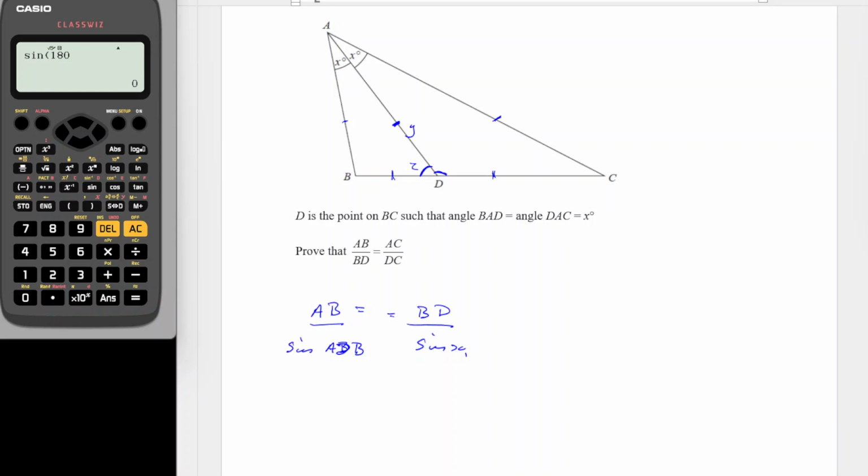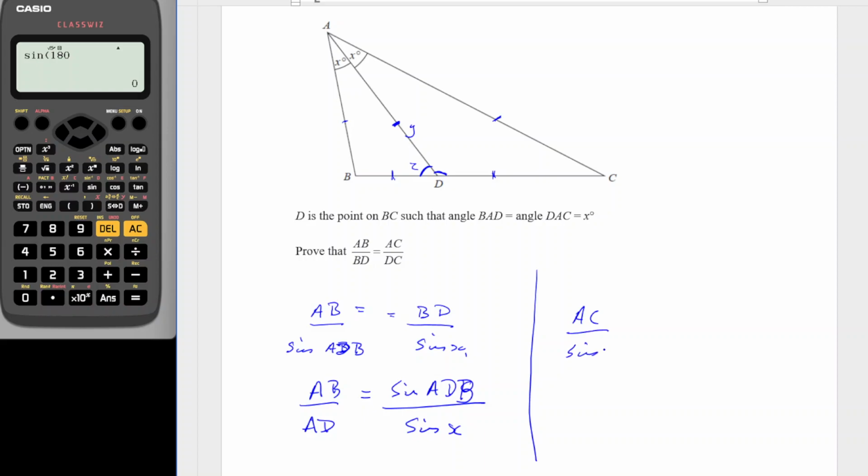Okay, so for this, we're on the right lines here. So if I rearrange this, that means that AB over AD is going to be equal to the sine of ADB over the sine of X. If I do the same thing for the other triangle, and this time I say that AC over sine of ADC is going to be equal to DC over the sine of X, then rearranging that, I would get that AC over DC is going to be equal to the sine of ADC over the sine of X.